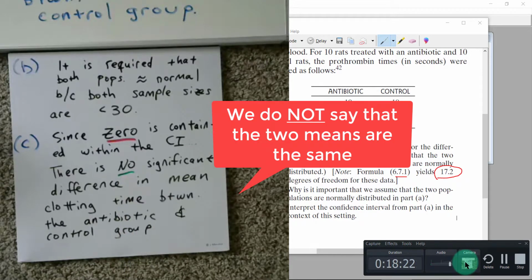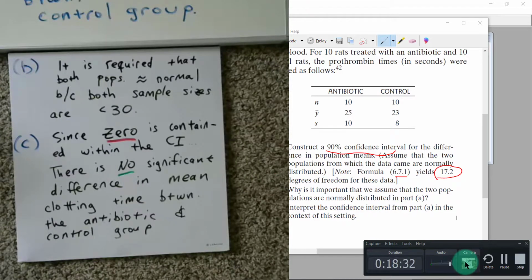Now, it's not a proof that there's no difference. It's evidence to support that. And this is also about the mean clotting time. The mean clotting time. Population mean.